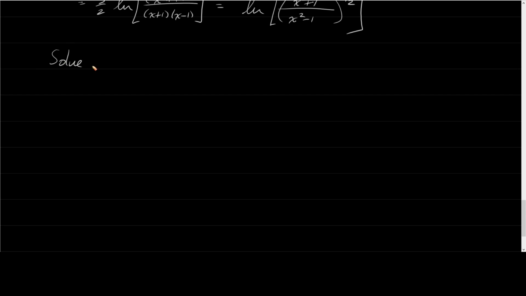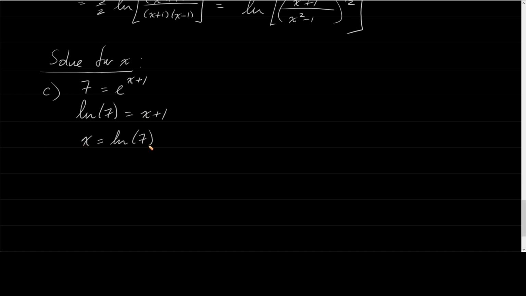Real quickly, let's solve for x. Let's recall how to work with some equations here. So if I have 7 is equal to e to the x plus 1. Well, to solve for x there, I would start by taking the natural log of both sides and then subtract 1 from both sides. So x is equal to ln of 7 minus 1.